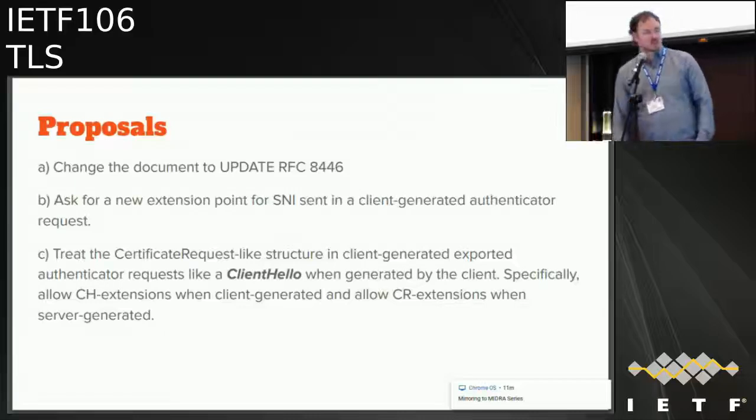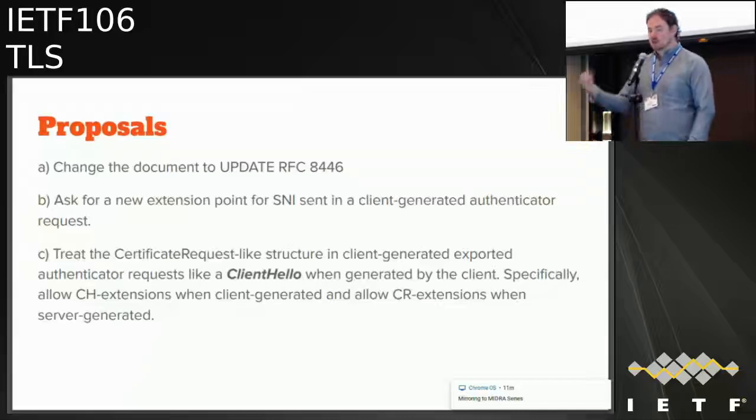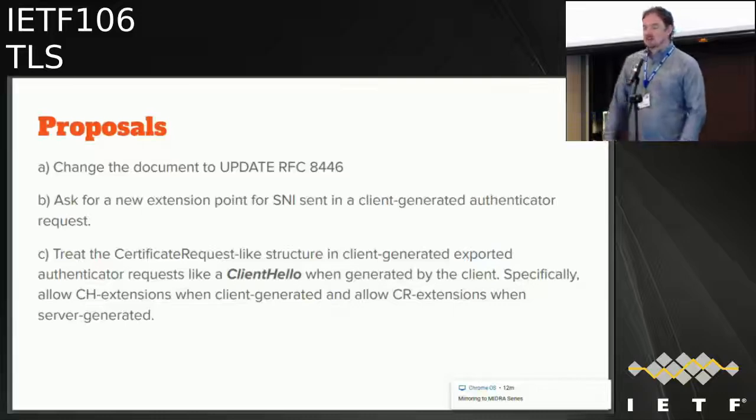And then there's the third option here, which is my preference, and I put up a pull request for this. Essentially, the certificate request-like structure in the client-generated exported authenticator request should be treated as looking like a client hello when generated by the client, with respect to which extensions you can add. So allow client hello valid extensions when it comes from the client, and if it's coming from the server, allow certificate request extensions. And these are the three proposals to help solve this.